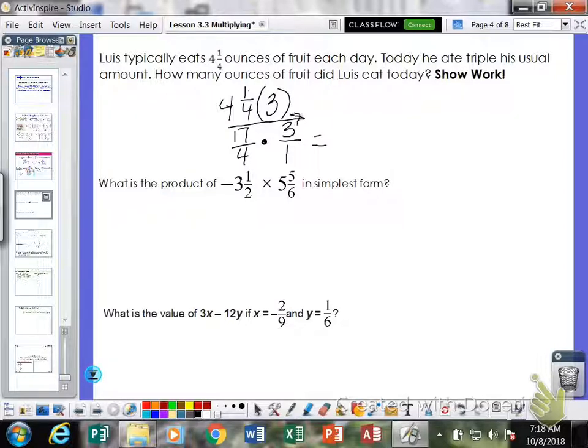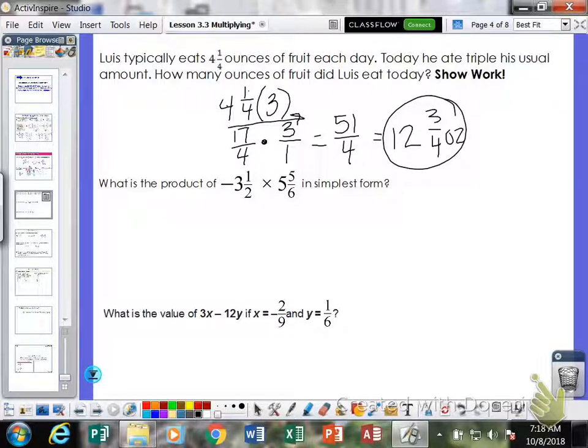Multiply across the top. I get 51 over 4. How many times does 4 go into 51? 12 times is 48. 12 times 4 is 48. So there's 3/4 left over. So that's how much he ate of fruit, 12 3/4 ounces.